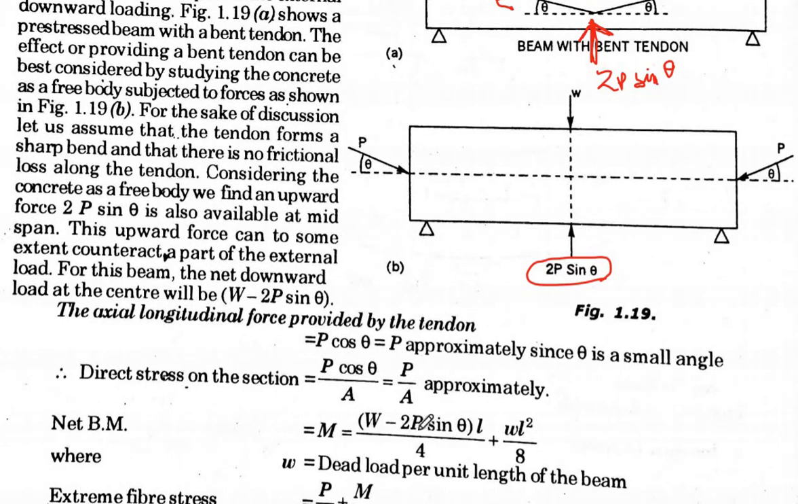We know our total moment will be how much? This is the dead load moment, this is the point load moment. So the dead load moment will be wL square by 8, we know, and the point load moment will be how much? The point load now, which is acting here, this was our point load.